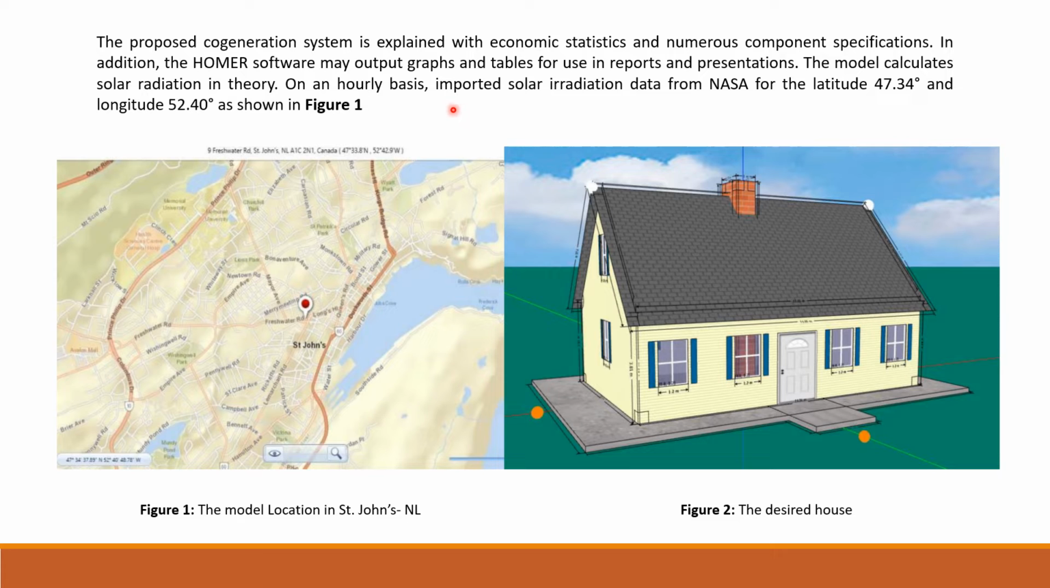In the next part, we have chosen the model location in St. John's, Newfoundland, and we designed the desired house where we would install the solar water heating system. The Homer software also calculates the solar radiation in theory. On an hourly basis, we imported solar radiation data from NASA for latitude 47.34 and longitude 52.40, as shown in the figure.